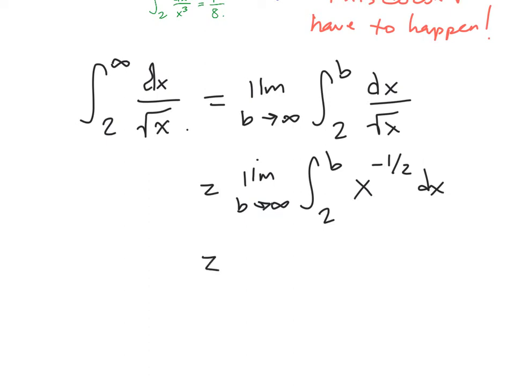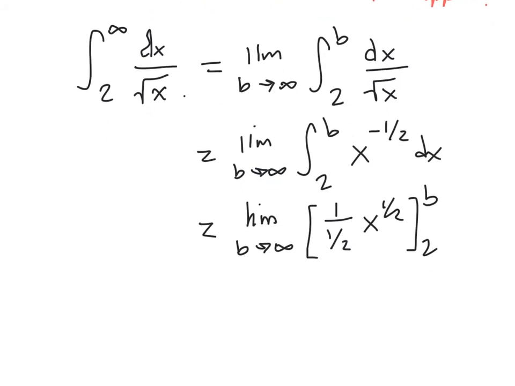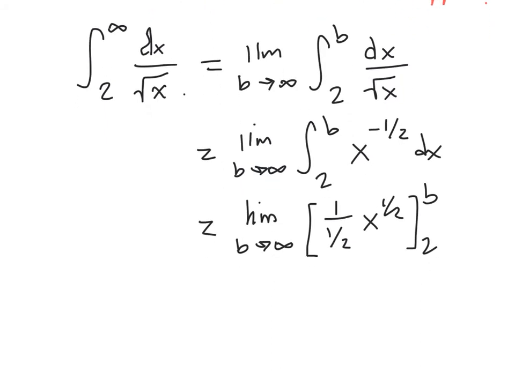And then using the power rule, that's the limit as b goes to infinity of, let's see here, I believe that's going to be 1 over 1/2 x to the 1/2 evaluated at 2 and b. I don't know why I chose the constant 2 in it. So that lower limit of integration was just a free choice on my part.